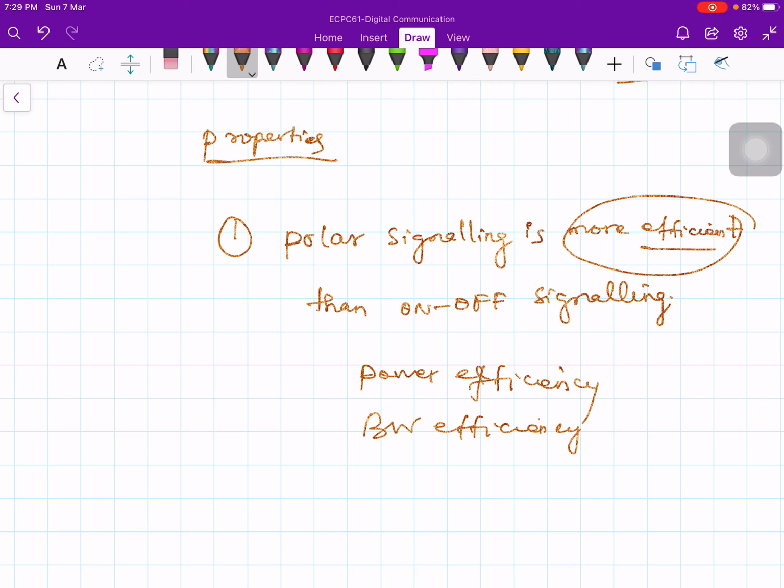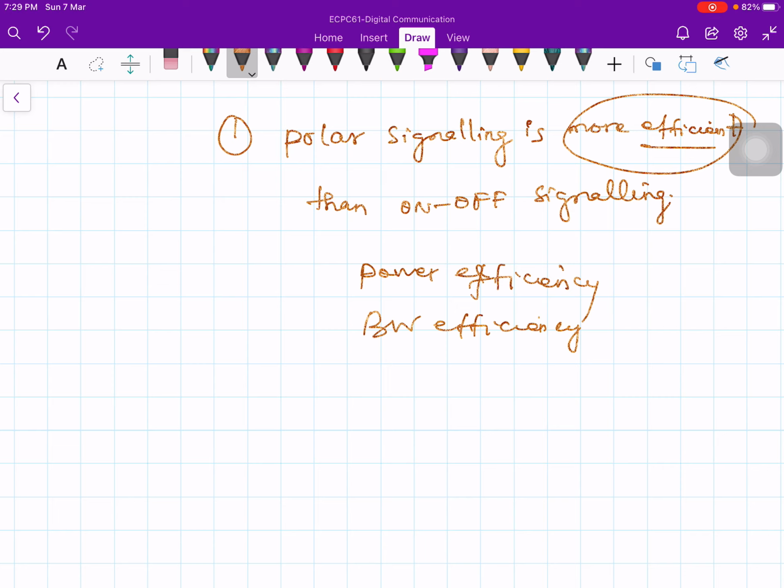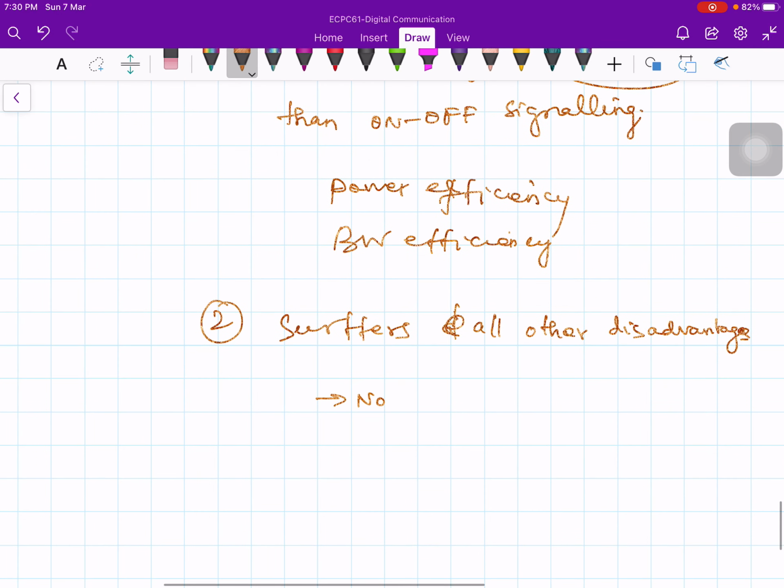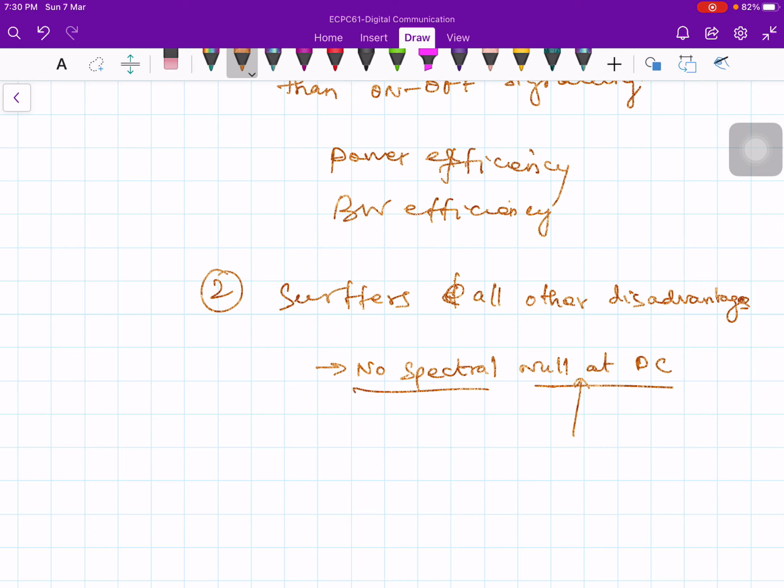We will see other line coding schemes which are also less efficient than polar signaling as far as power efficiency is concerned. But other than the power efficiency, it suffers from all other disadvantages of on-off signaling, right? So this one has no spectral null at DC. Is it good or bad? If you don't have a spectral null at DC, it means what? You are transmitting a DC component. That is not a good thing.